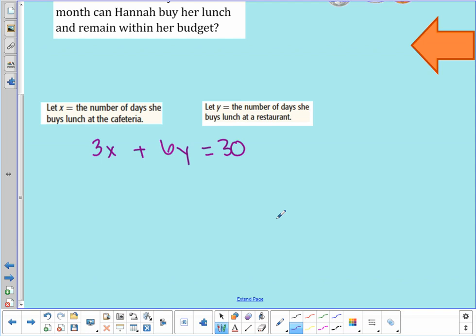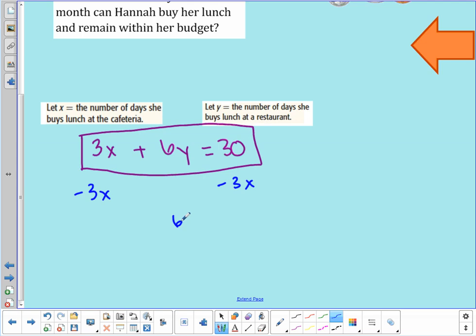Now, that equation is totally fine, but it's in standard form, so we can't necessarily graph it. If we want to graph it, we need to solve for Y. So I subtract the 3x, and that gives me 6y is equal to negative 3x plus 30. And then divide by 6. That gives me y is equal to negative 1/2 x plus 5, because 3 over 6 is 1/2. So that's the equation that I'm going to graph.